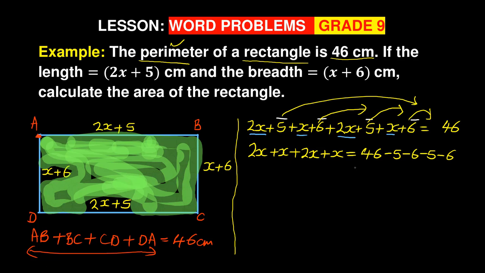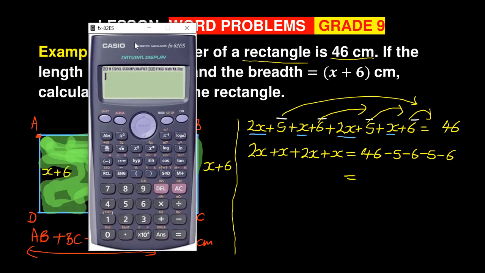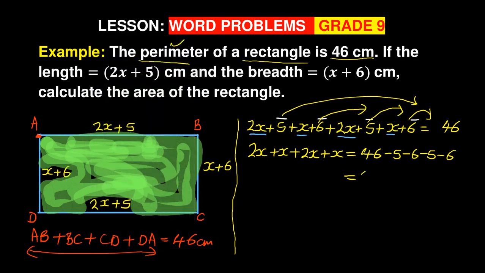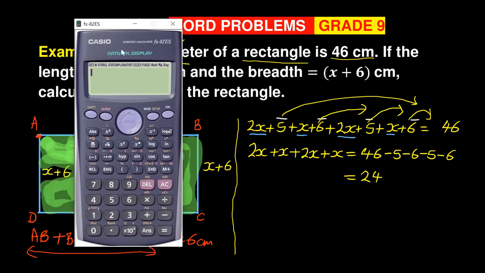Now it's easier to work with the right hand side, where you take a calculator and say 46 minus 5 minus 6 minus 5 minus 6. You get 24 on this side. As I said, you could have added and said first 5 plus 6 plus 5 plus 6, you're going to get 22, and you're going to say 46 minus 22, it was still going to give you your 24.